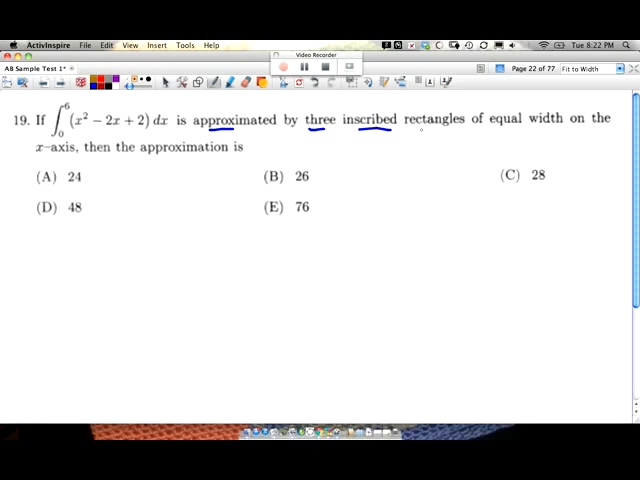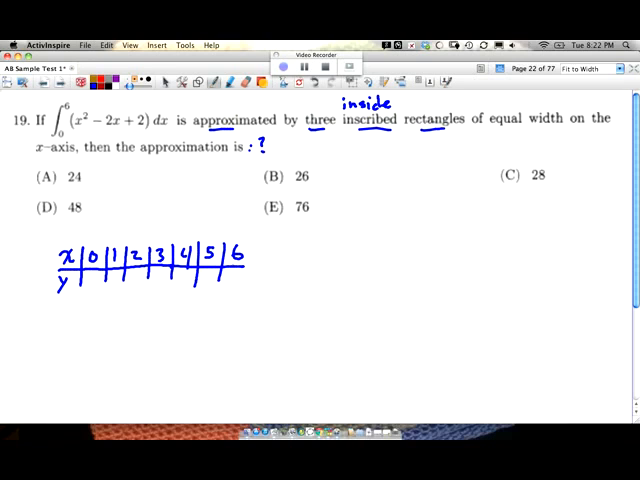Approximated with 3 inscribed rectangles. First, inscribed, you guys, that really means inside. Of equal width on the x-axis, then the approximation is, oh, alright, well, I think we need some pictures. So let's make a table from 0 to 6. So if I have x and y, from 0 to 6, so 0, 1, 2, 3, 4, 5, and 6.